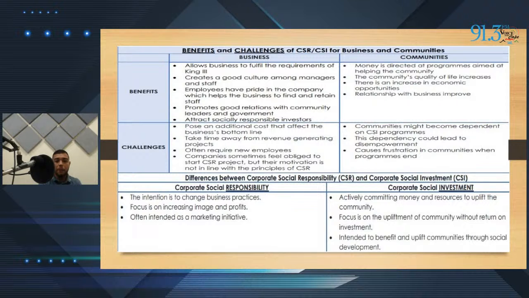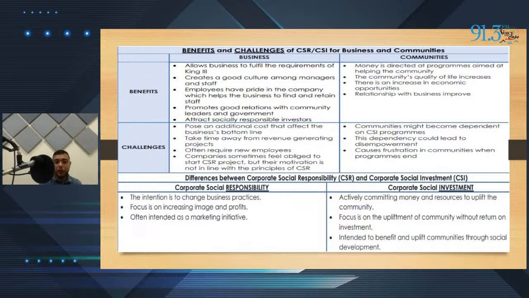What are the benefits for our communities in the CSR and CSI? Money is directed at programs aimed at helping the community. The quality of life increases, and there is an increase in economic opportunities, meaning there is a way for our people to now make money. Relationship with the business improves. The disadvantages or the challenges caused in the communities is that they might become dependent on CSI programs. This dependency could lead to disempowerment and cause frustration in communities when programs end.